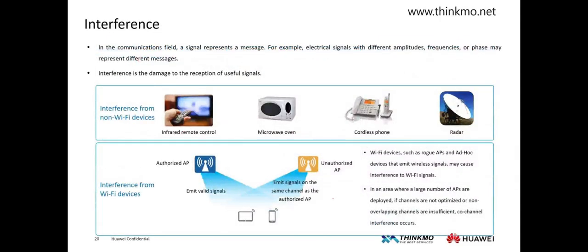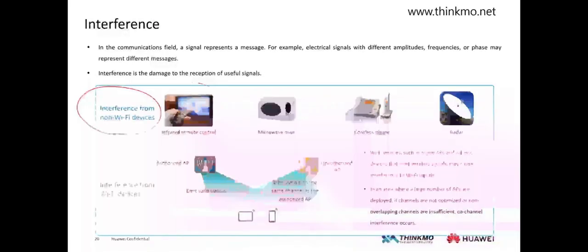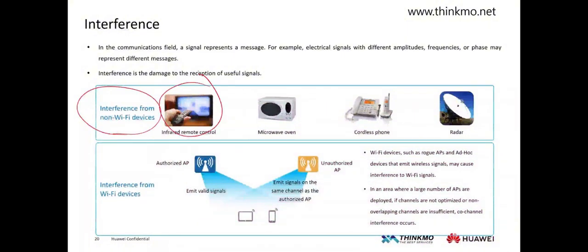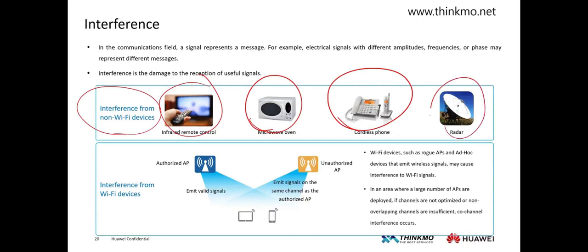Then there is the issue of interference, which we often encounter in Wi-Fi networks. First, there is interference from non-Wi-Fi devices. These devices can affect Wi-Fi signals when they use the same frequency as Wi-Fi, such as infrared devices. These are the infrared remote controls and microwaves we use when watching TV, as well as cordless phones, radar, etc. They all operate in the ISM band, especially the 3 mentioned earlier. They mainly operate in the 2.4 GHz band.